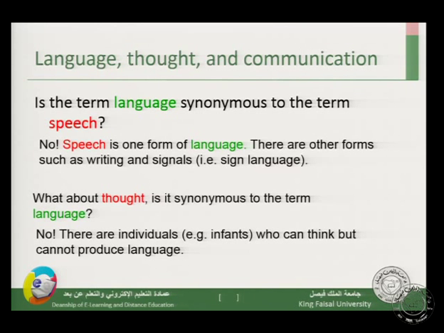So we can see here that there are differences between language, thought, communication, and speech. Language is just like the umbrella, which covers all these terms: speech, writing, sign language, etc. So we can think of language as an umbrella which covers all these terms. Now let's move on to the next slide we have.